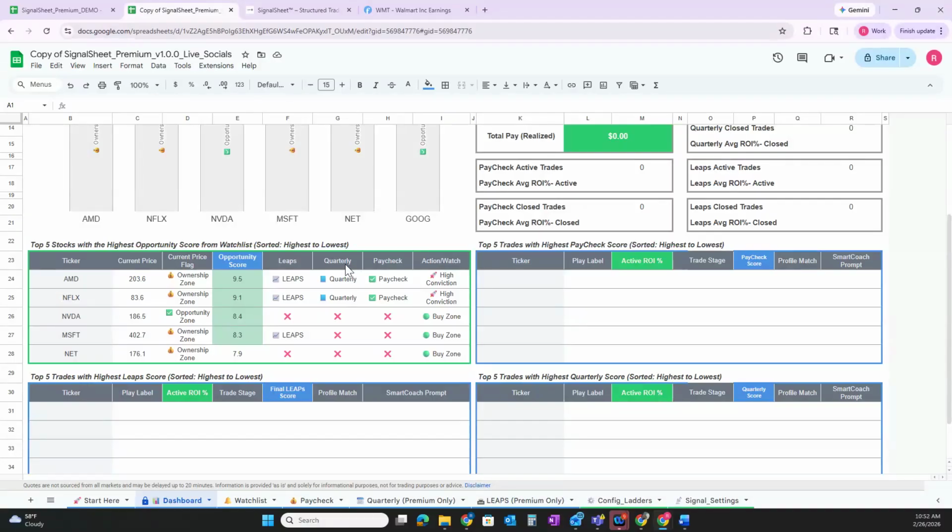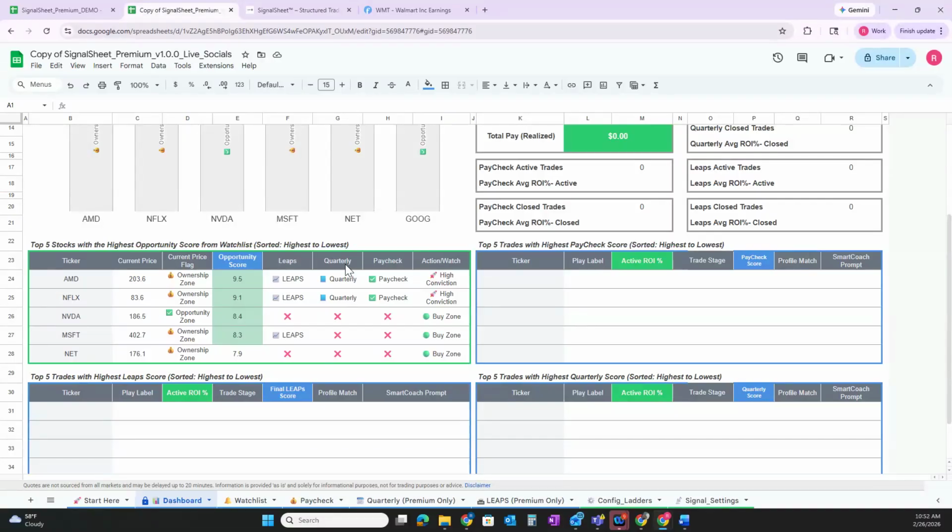Maybe you have a contract that expires at the end of the month or 2 months out. Your personal goal may be that your thesis, your idea, is going to play out within a week, within 2 weeks. You're willing to give yourself a bit more time in that trade. We call that quarterly in SignalSheet.